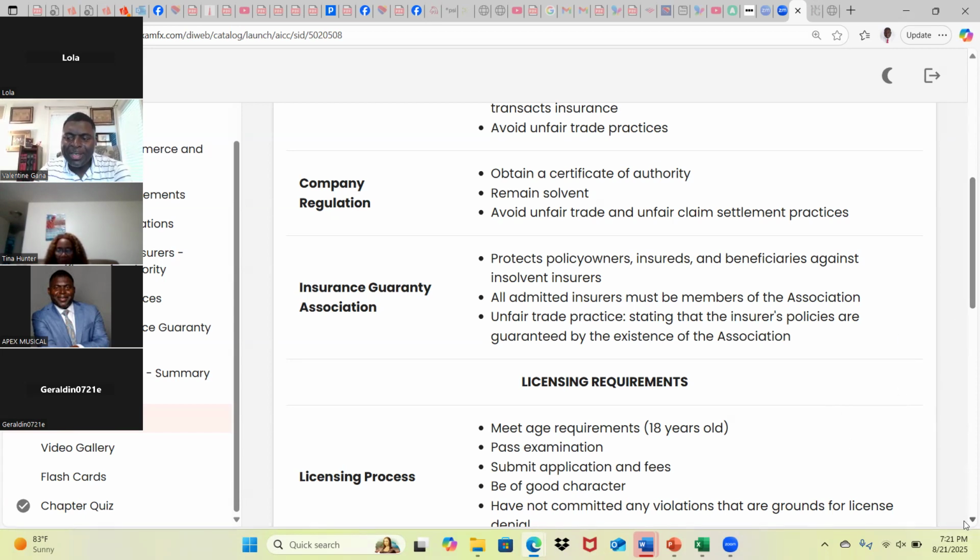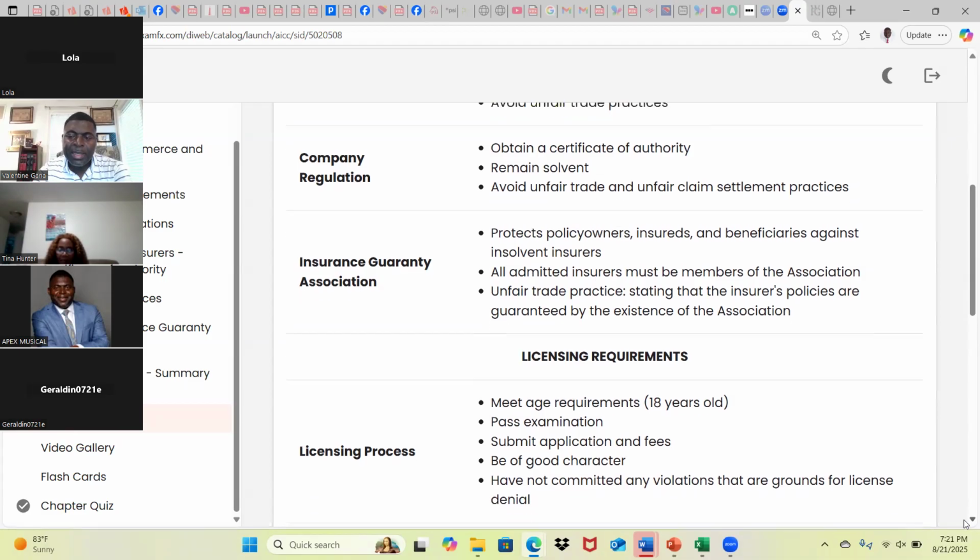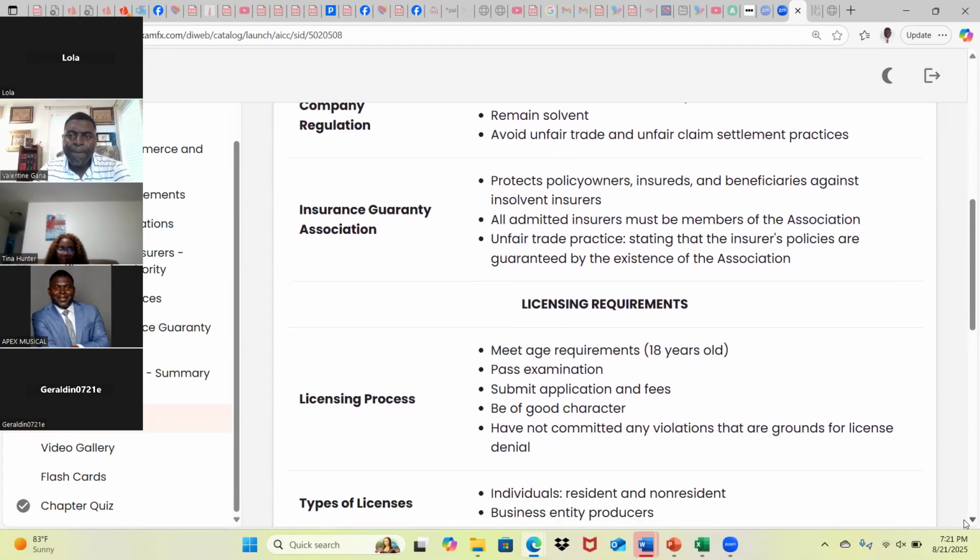Remember the concept of the State Guarantee Association? Remember that the State Guarantee Association exists in every state. Every state has a State Guarantee Association, and it exists to protect clients, to protect those who own insurance policies or annuities.